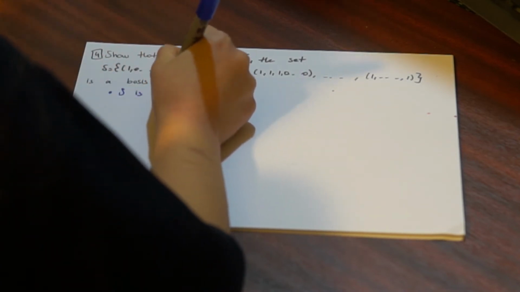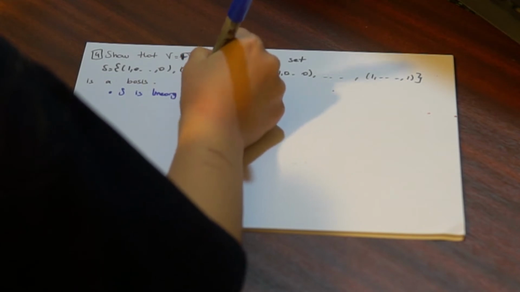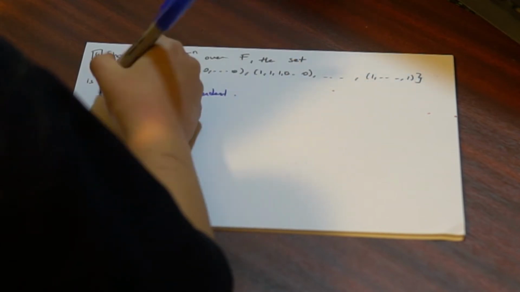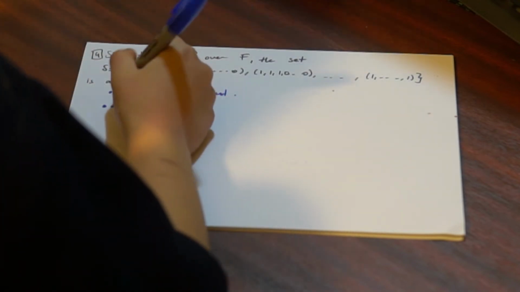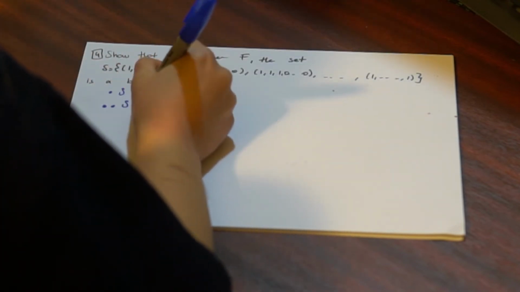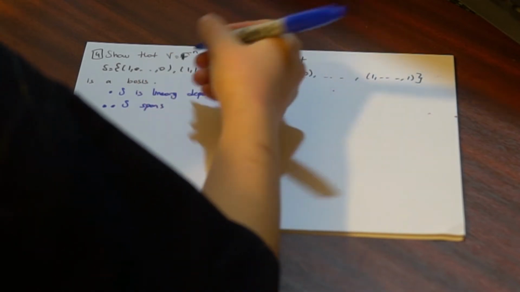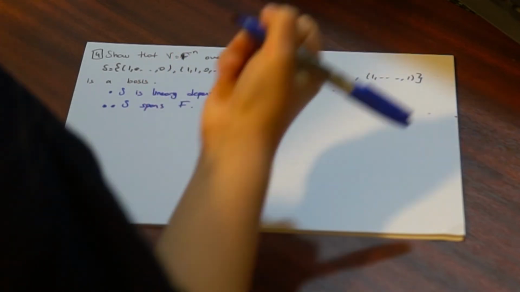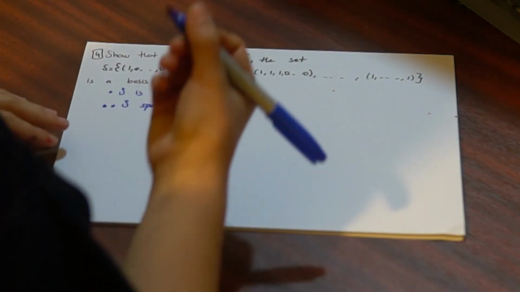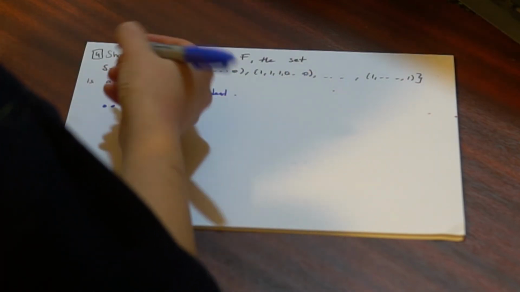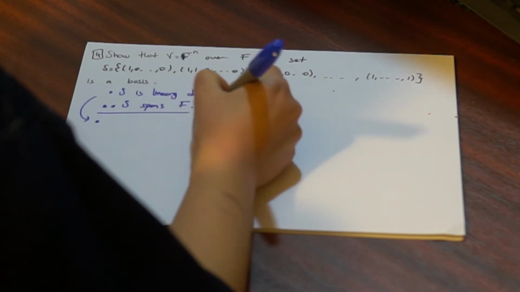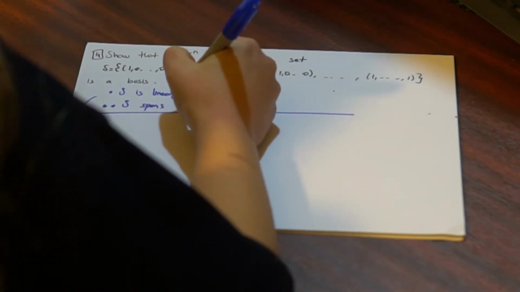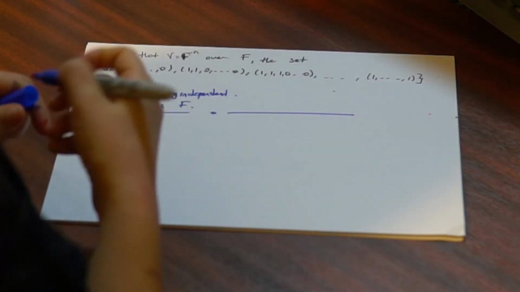S is linearly independent, and second thing we need to show is that S spans F to the N. Now first we will show that S is linearly independent, not dependent, linearly independent.